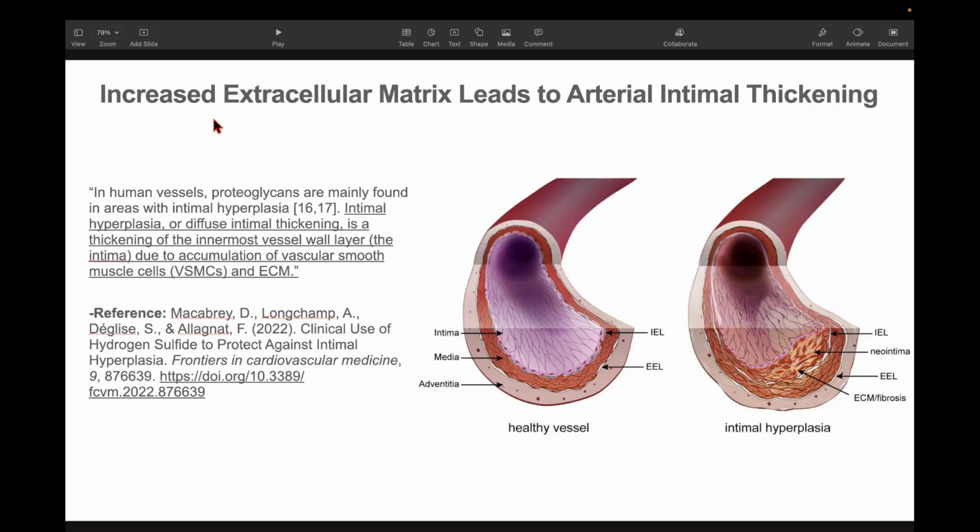So first things first, and again, this is an extension of what I was saying before. We see increased extracellular matrix leads to arterial intimal thickening. Quote here: in human vessels, proteoglycans are mainly found in areas with intimal hyperplasia. Intimal hyperplasia, or diffuse intimal thickening, is the thickening of the innermost vessel wall layer, the intima, due to accumulation of vascular smooth muscle cells and extracellular matrix. So here we have a dissection image of an artery, and this is a healthy vessel versus an unhealthy vessel.